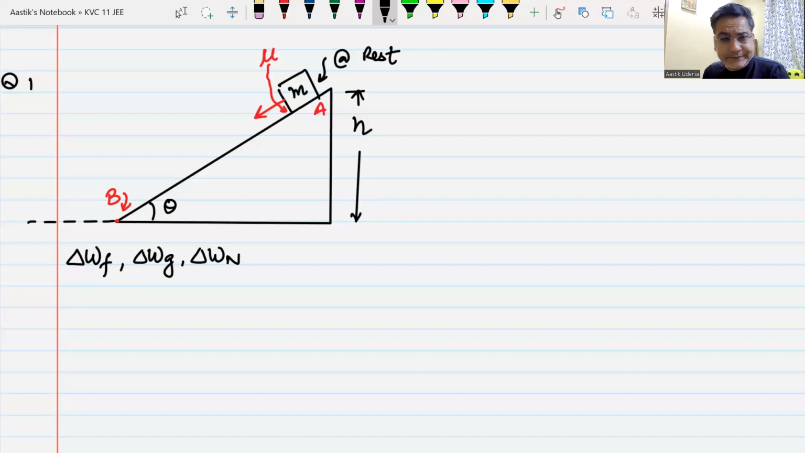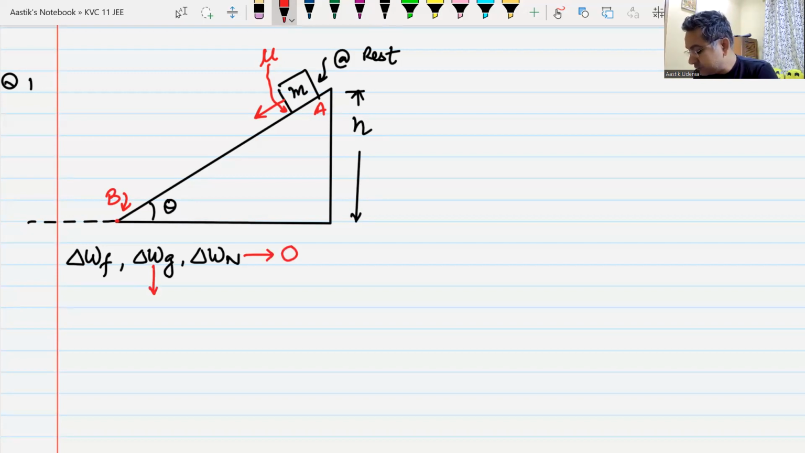Anything else? What is the work done by normal reaction here? Zero, sir. Why is it zero? It is perpendicular, sir. What is perpendicular? Force and displacement are perpendicular. Okay, well done.